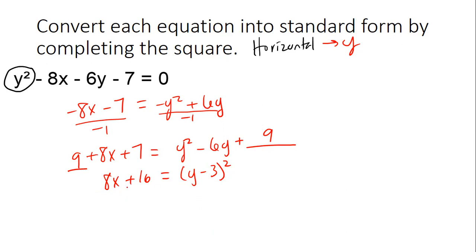Now you're going to divide your left side by its leading coefficient. What is my leading coefficient? 8. So I'm going to divide everything by 8. So I factor out the 8 and I'm left with x plus 2 equals (y minus 3) squared.